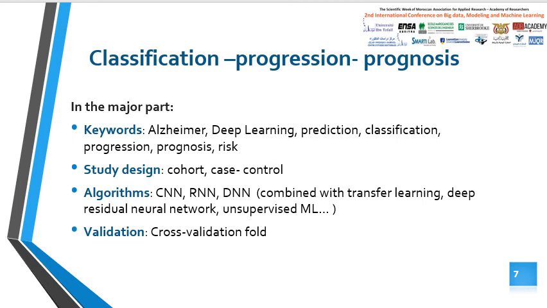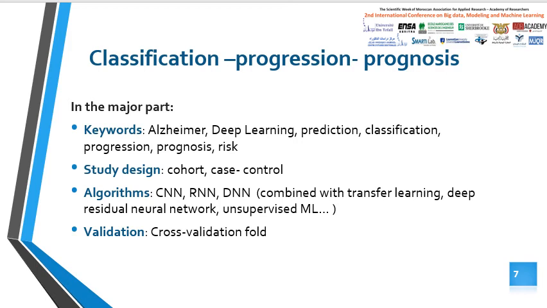Deep learning models can be a really useful tool for classifying the differential diagnoses and stages of Alzheimer's disease. In addition, they are able to assess an individual's cognitive decline in the prodromal stages, especially in patients with mild cognitive impairment, and then predict who will develop Alzheimer's disease and who will remain stable. To learn more, we used the following keywords: Alzheimer, deep learning, prediction, classification, progression, prognosis, and risk.